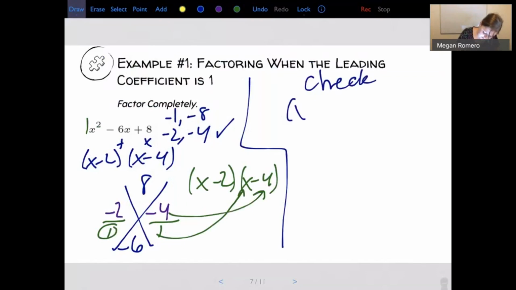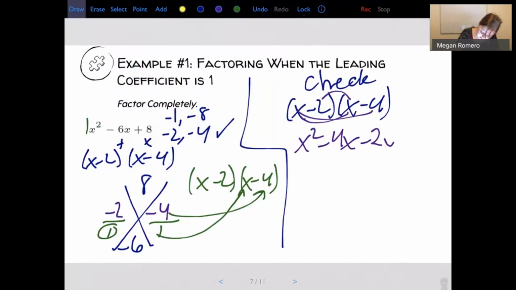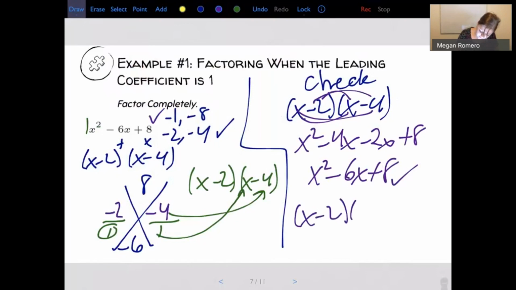So if we take x minus 2 and x minus 4, you would distribute or FOIL to determine if we get the same as what we started with. x times x is x squared, x times negative 4, negative 2x, positive 8: x squared minus 6x plus 8. So our answer is x minus 2 and x minus 4.